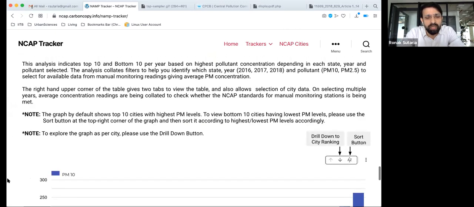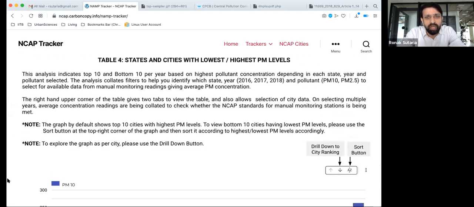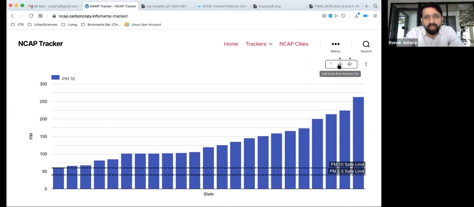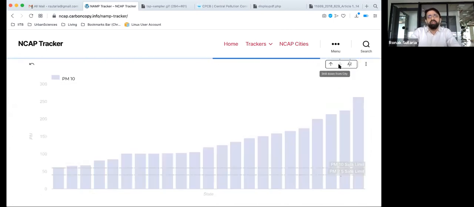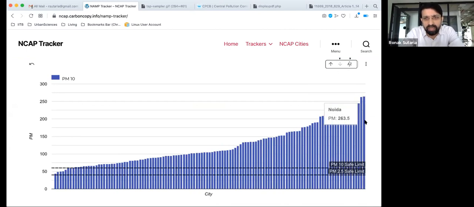This one will tell you in one glance which are the best and worst cities. So this is the classical rankings that you get at the city level.